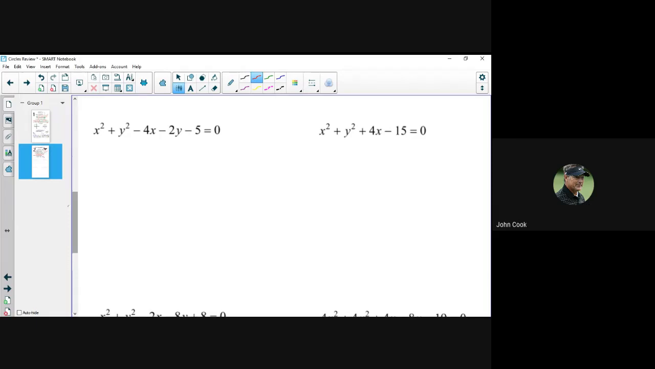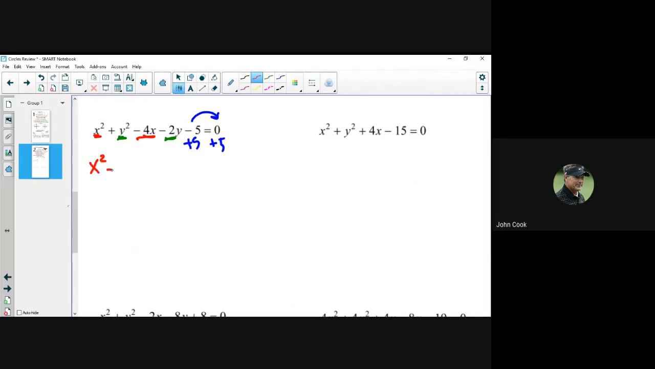So I'm going to move this 5 over here. So I'm going to add 5 to both sides of the equal sign. And then I'm going to group together the x's. So I have an x squared and a negative 4x. I'm going to group together the y's. So the y squared and the negative 2y. All right, so when I do all that, my equation looks something like this so far.